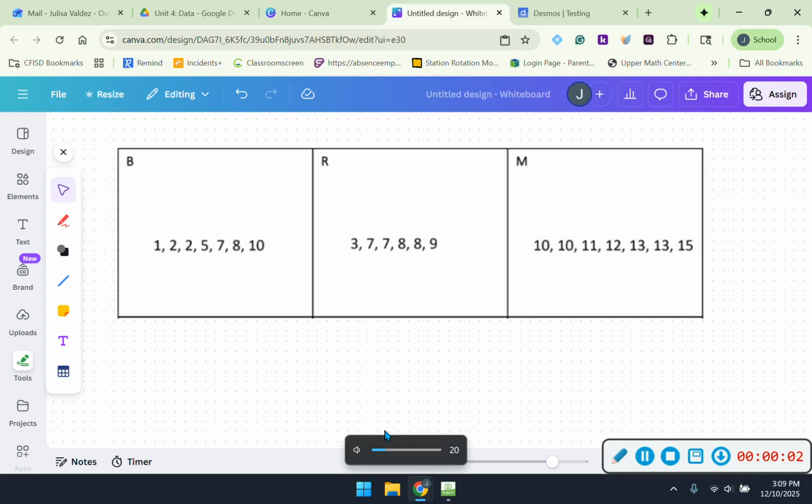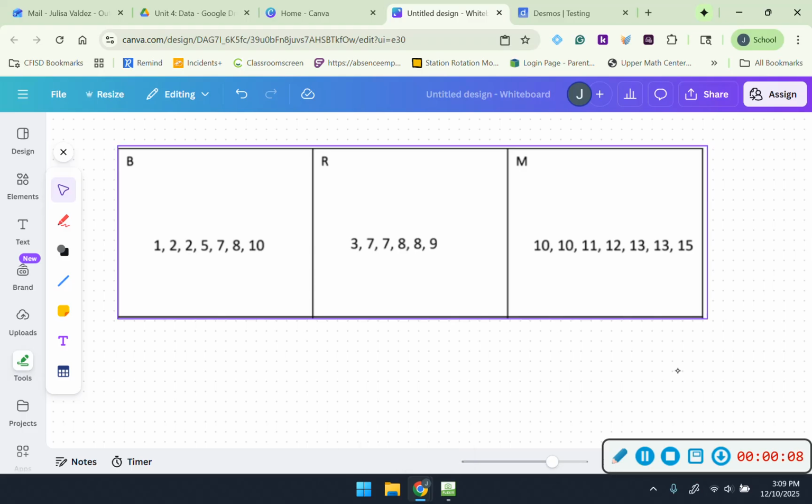Alright guys, let's go ahead and go over this MAD review. So, when I have a set of numbers, I'm going to do 3 examples if I can. When I have a set of numbers, my first step is to add up all the numbers.